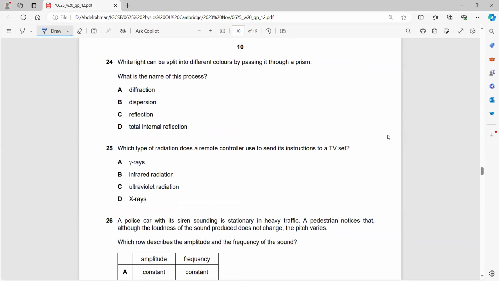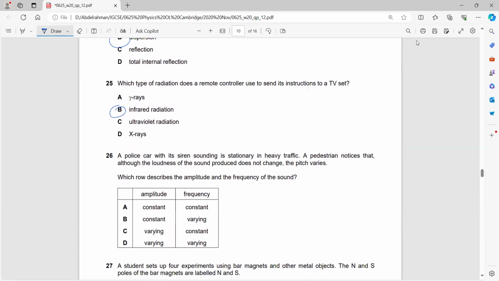White light can be split into different colors. What's the name of this process? Different colors is definitely dispersion. Which type of radiation does the remote controller have? A remote controller definitely has infrared radiation.